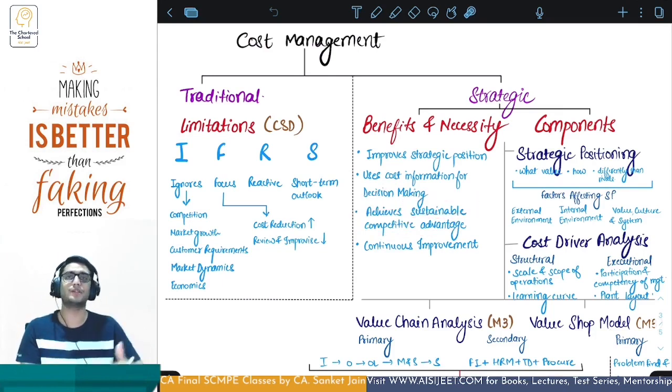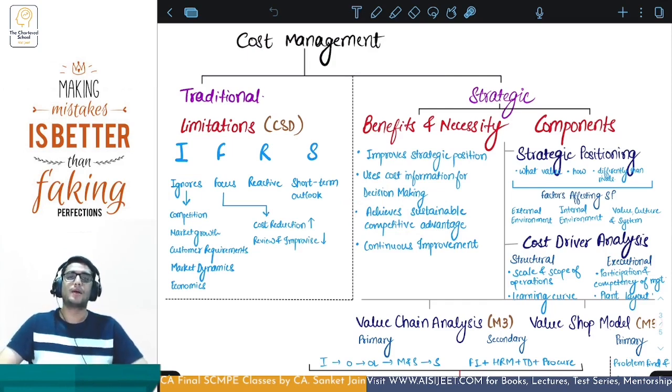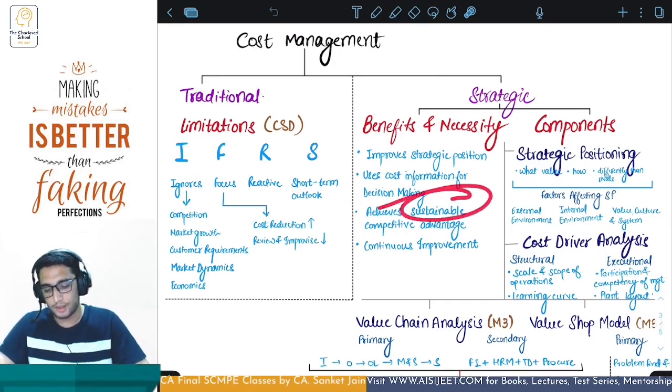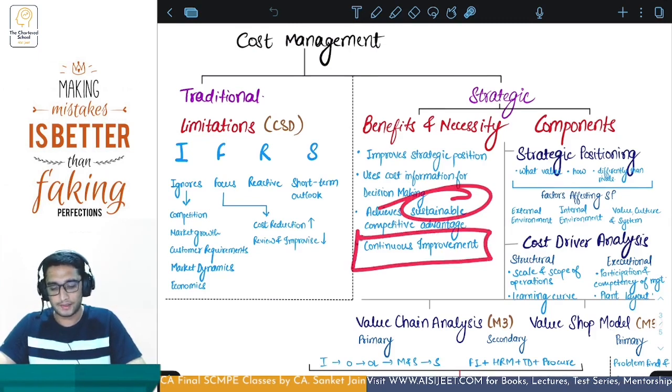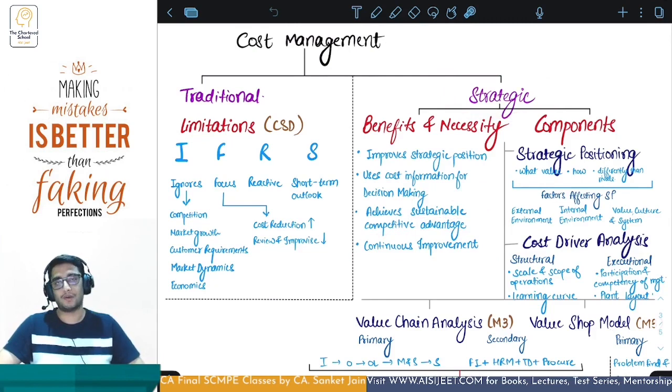So sustainable tells you that competitive advantage is not to be achieved just once. You have to achieve it over a long term, and that is what sustainable means, right? And of course, because we need to achieve sustainable results, there has to be continuous improvement, which is also a benefit of strategic cost management.